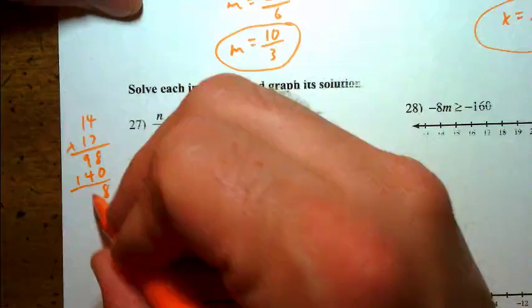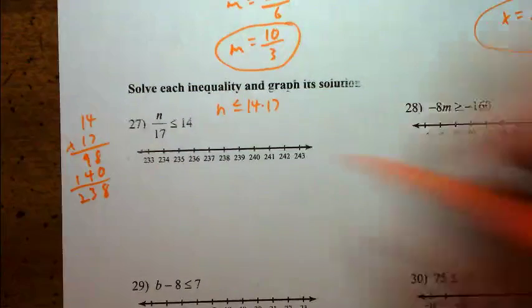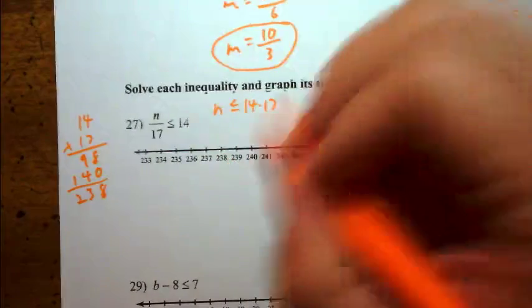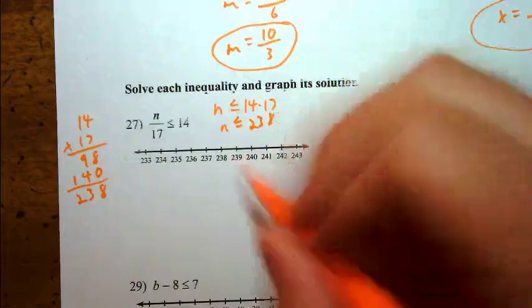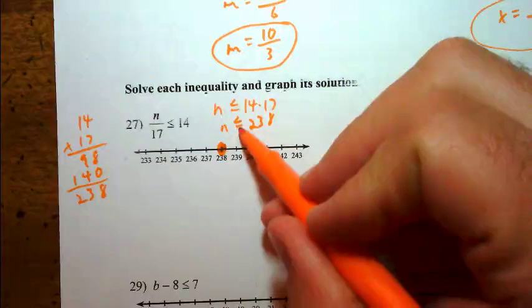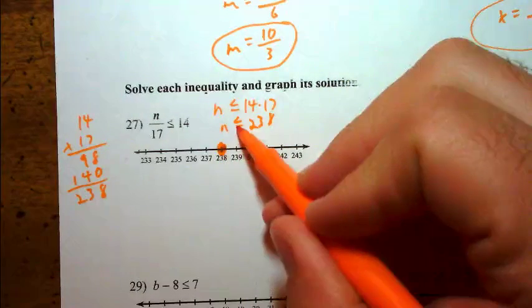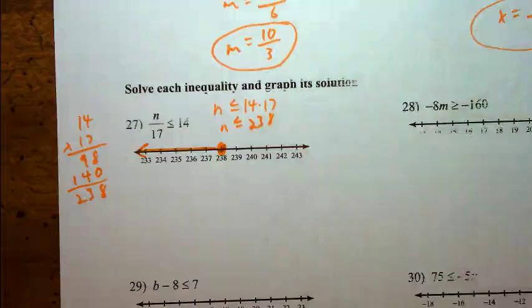8. That's going to be 3 and 2. So 238, which is right there. So n is less than or equal to 238. We have a closed circle at 238 because we have the "and equal to." Hence everything less than, so we're shading this way and drawing our arrow.